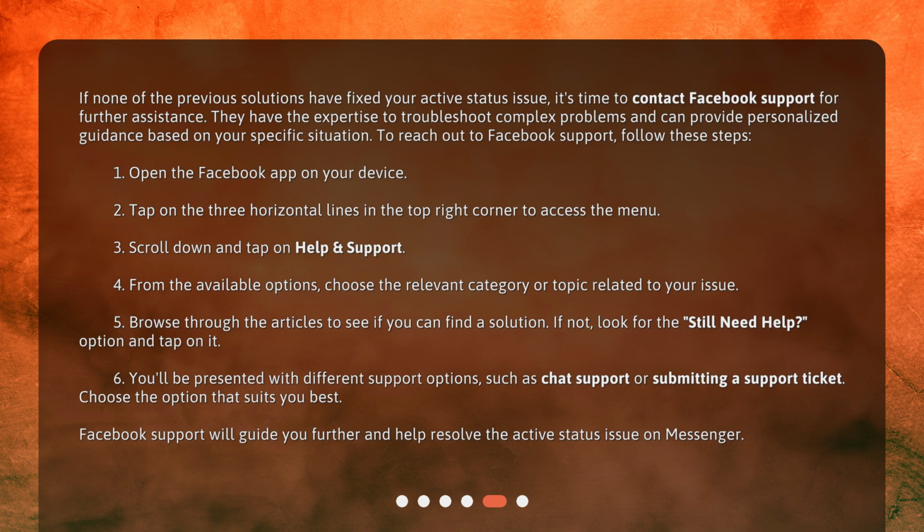If not, look for the Still Need Help option and tap on it. 6. You'll be presented with different support options, such as chat support or submitting a support ticket. Choose the option that suits you best. Facebook support will guide you further and help resolve the active status issue on Messenger.